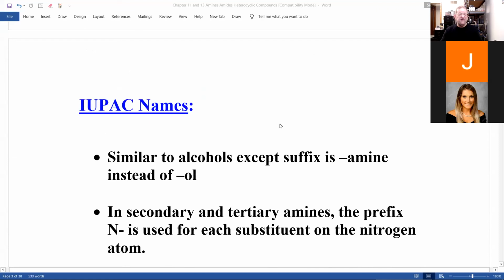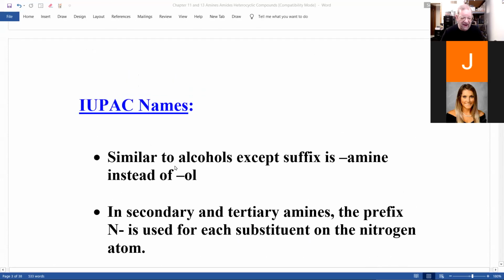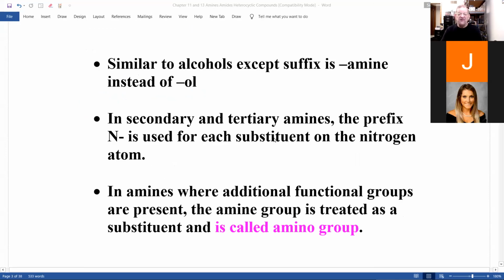I'm going to turn the switch off just for this next slide, but I'd like you to be exposed to the IUPAC name for amines. And how do we do that? It's similar to alcohols, except instead of changing the E to an OL, you change the E at the end of the name of an alkane for the longest chain to the letters AMINE, amine. Now, for secondary and tertiary amines, capital N is used for the substituents on the nitrogen.